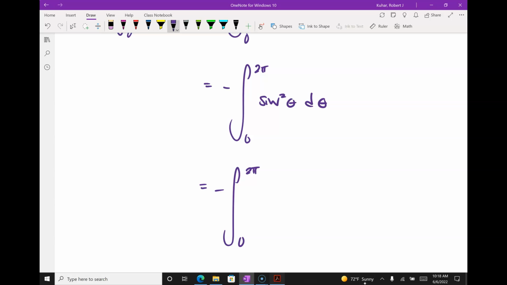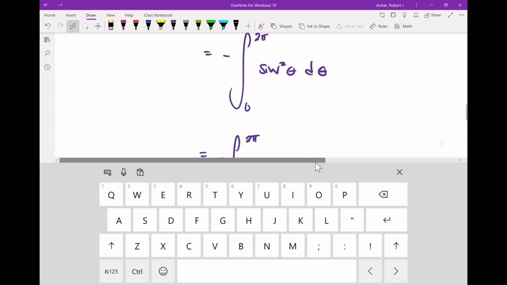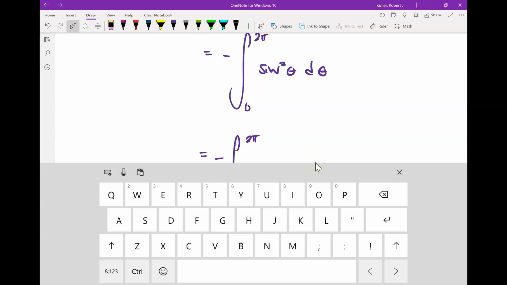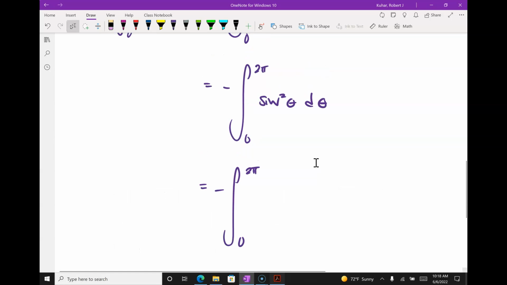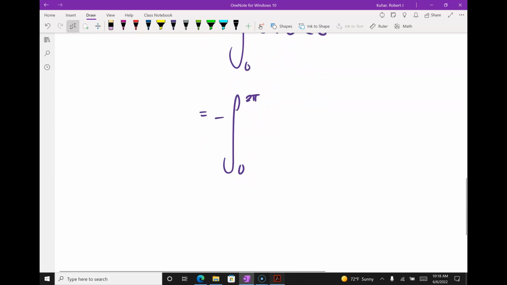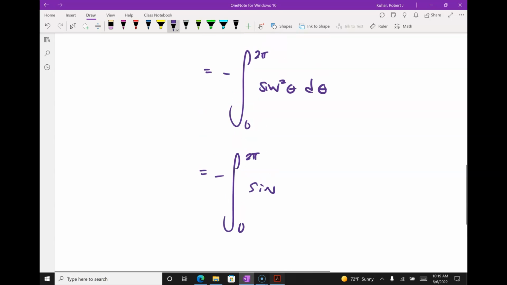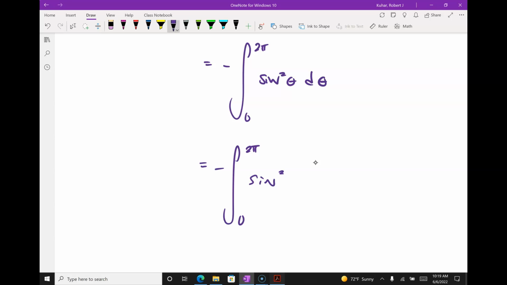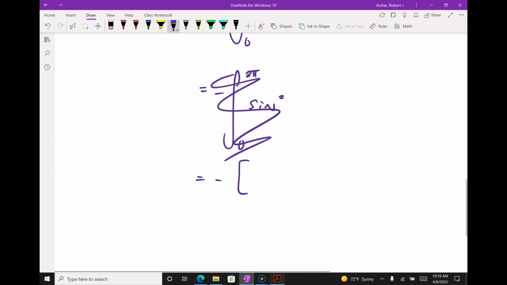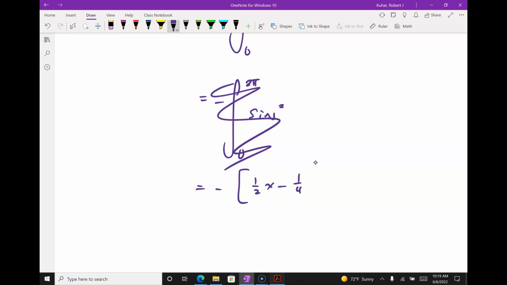You remember this one? It's in our Shams, right? Right on that trig powers section, chapter 22. Oh no, chapter 22 is by parts. Chapter 23 is trig, the very first one. Yeah, it's on page 86. Yes. So I get the opposite of half of x minus 1/4 sine 2x. And I'm going to evaluate at 2 pi and 0, right?